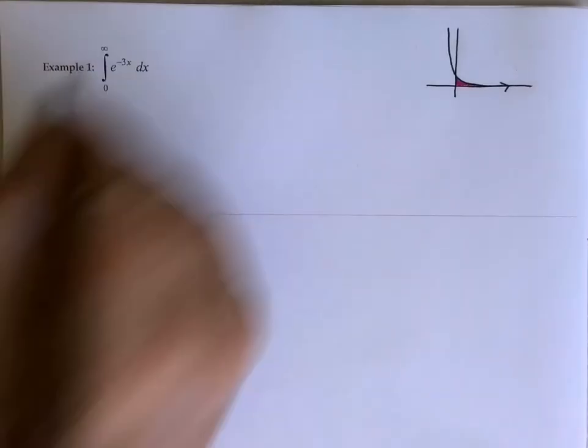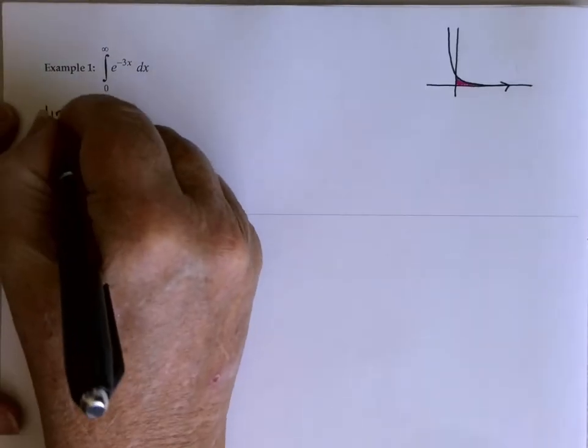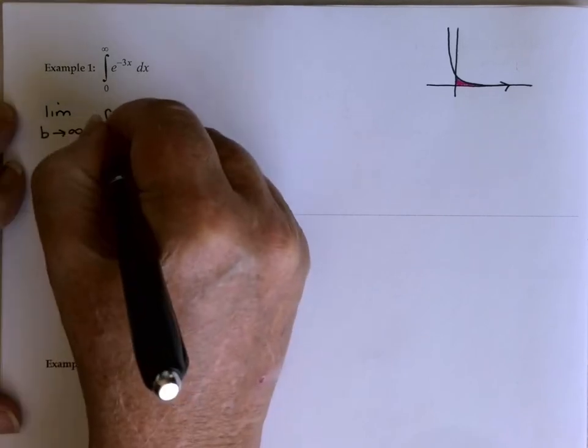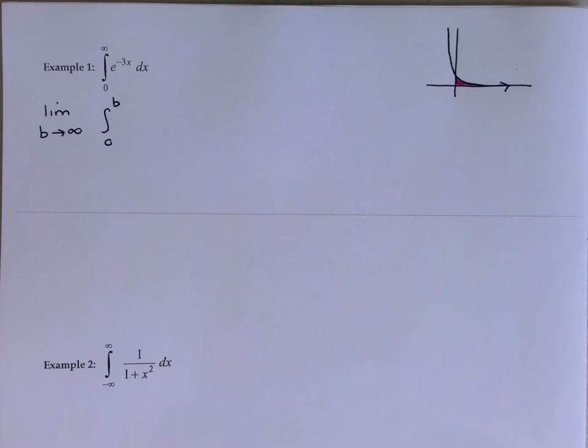So the first thing I'm going to do is say I can't have infinity as a limit of integration. So I'm going to replace it, and I'm going to say let's take the limit as b goes to infinity, and then I'll change this to the integral from 0 to b.